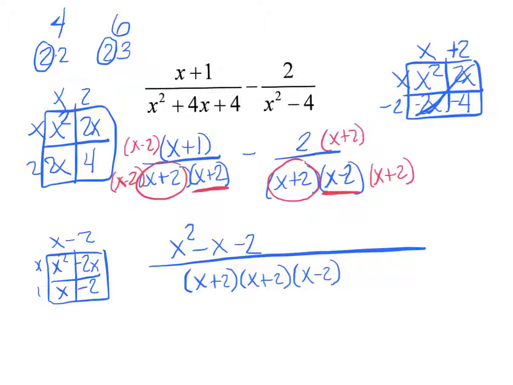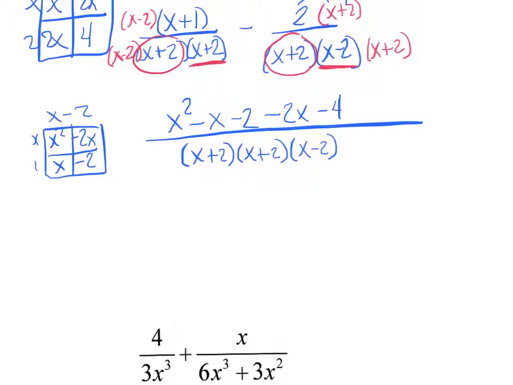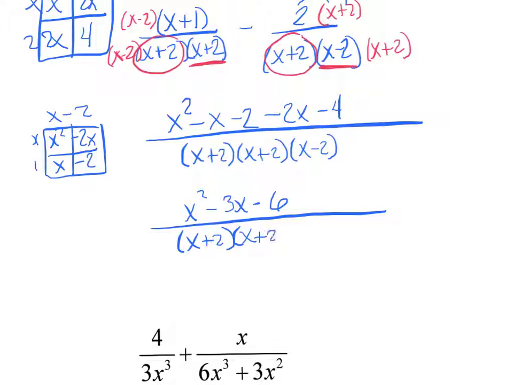And then over here, I need to take that 2 and multiply it through. But here's something tricky. This minus sign, imagine this minus sign is attached to the 2. So when I take the 2 and multiply it through, I'm going to attach the minus with it. So it'll be a minus 2x and a minus 4. So now, as I try to solve this, I need to combine my like terms on the top. So I get an x squared minus 3x minus 6. And then I still have x plus 2 and x minus 2. And that would be my answer on that one.